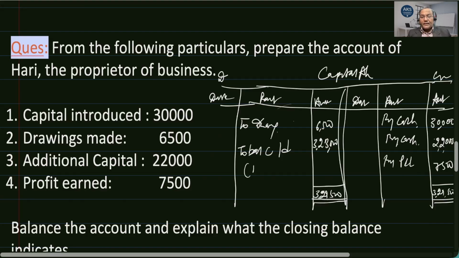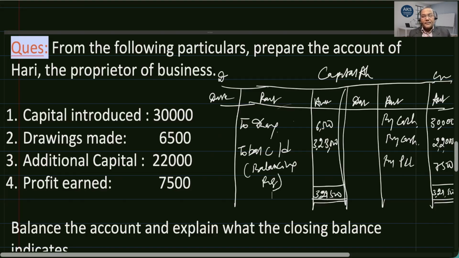Now this is our balancing figure, which we have achieved by deducting the total of the debit side from the total of the credit side. So this is our balance. So this much is the balance that the capital has now, though we started with 3 lakh, then there was an additional capital of 22,000, and then there was a profit of 7,500, and then there was also a drawing of 6,500. All these items are added and drawing is deducted, then we get the closing capital.